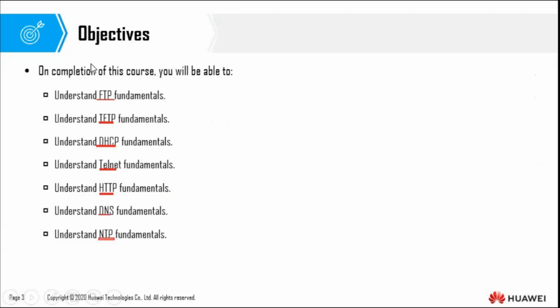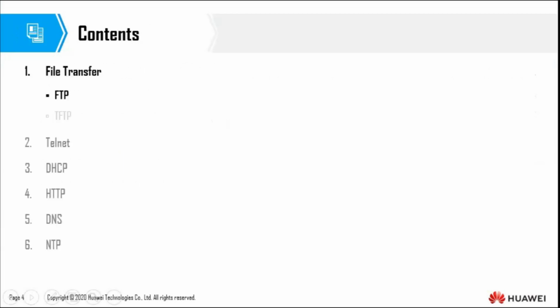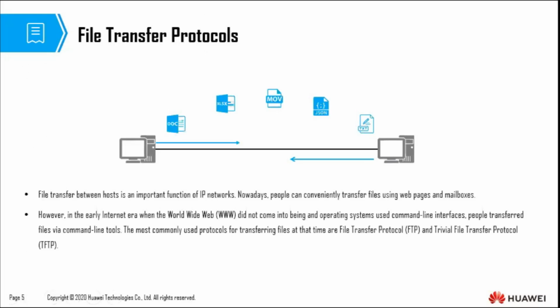They're interesting stuff. So let's begin with file transfer. FTP and TFTP, they're used for file transfer, downloading and sharing files. So file transfer protocols enable the file transfer between hosts. As you can see here, these two are exchanging documents, movies, etc. So those are the protocols that do that.